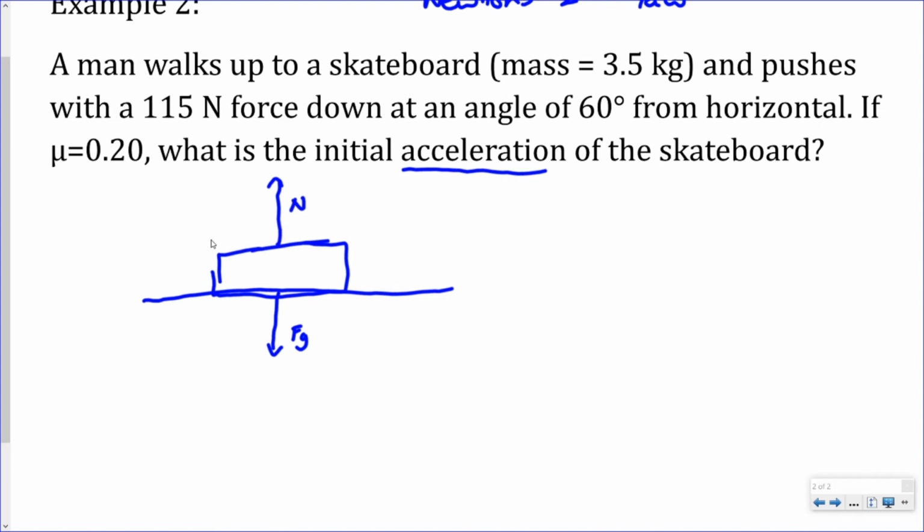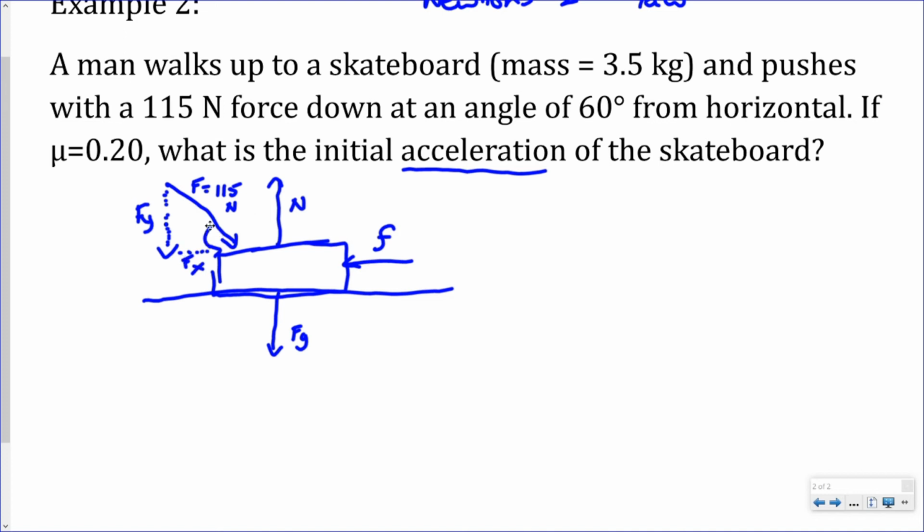We also have someone pushing with 115 Newton force down on it. So we're going down on here with an applied force of 115 newtons. We also have coefficient of friction. So we have friction that's going to be pointed this direction. So F, ooh, that's a terrible looking F. Let's try that again. F, there we go. And do we have any other forces? I don't think so. What I like to do is take that applied force and break it down into its components. So we have Fy and Fx here.